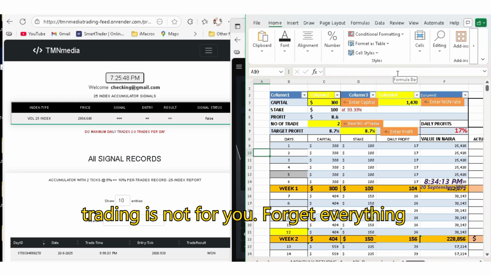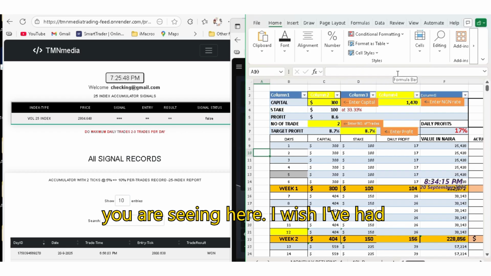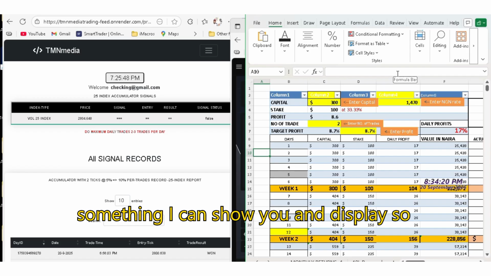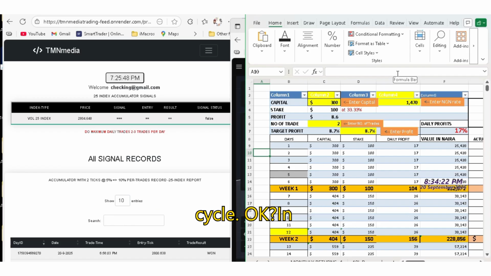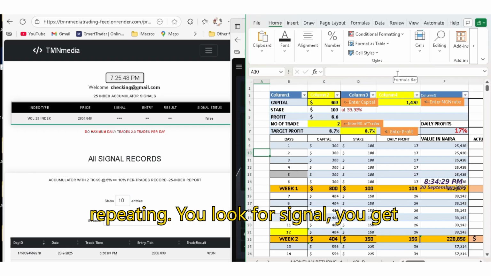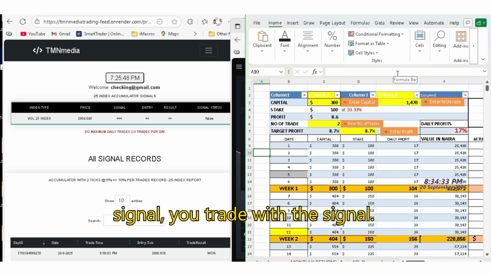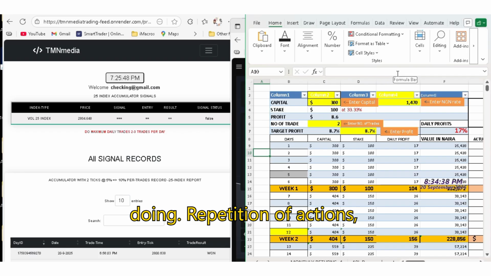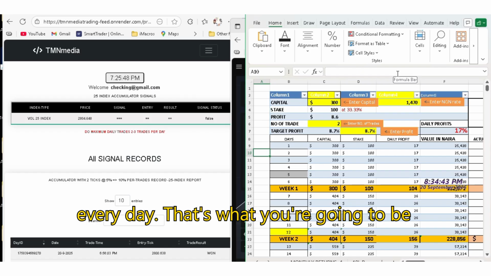Trading is not for you. Forget everything you are seeing here. I wish I had something I could show you and display so that you get to understand. Trading is a cycle. In trading, you are going to be repeating the same thing: you look for a signal, you get a signal, you trade with the signal. That's what you're going to be doing. Repetition of actions, repetition of activity every day.